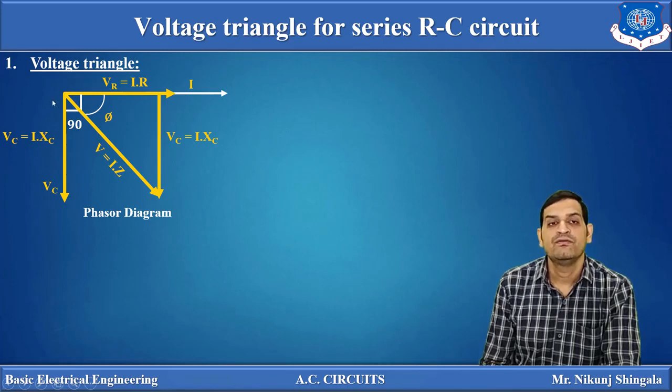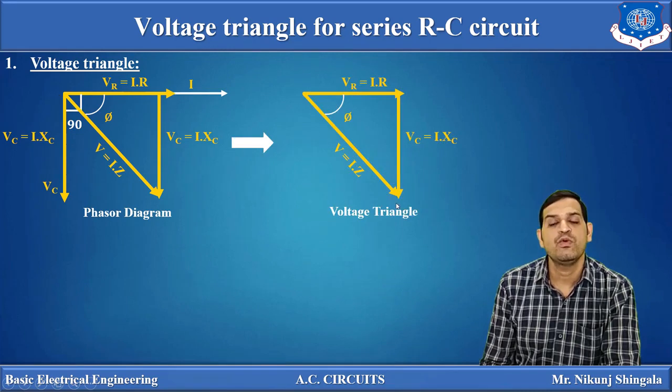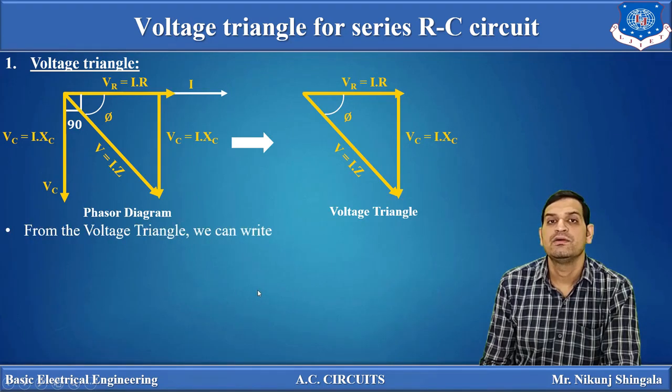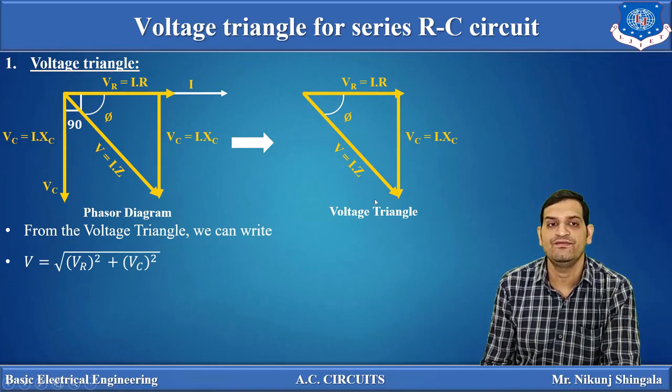Now we know this is nothing but the voltage triangle. From this phasor diagram we have this voltage triangle, because all the sides of the triangle are voltages. That's why it is known as a voltage triangle: VR, VC and V. Now from this voltage triangle we can write that V, the resultant voltage, is the phasor sum of VR and VC.